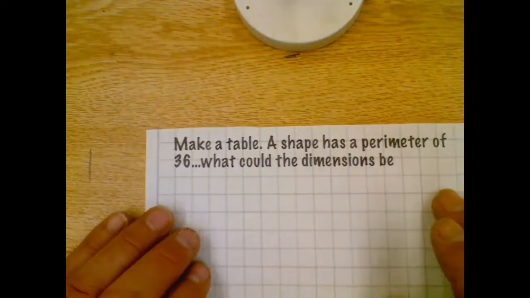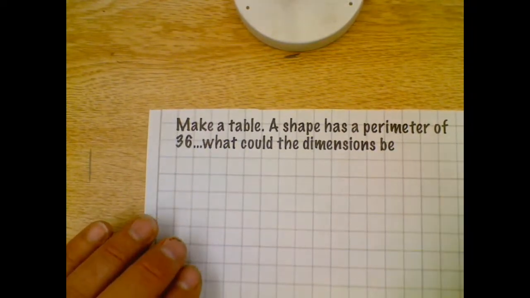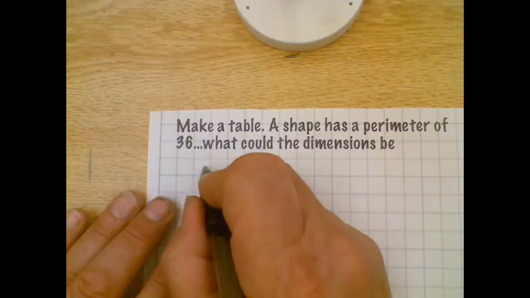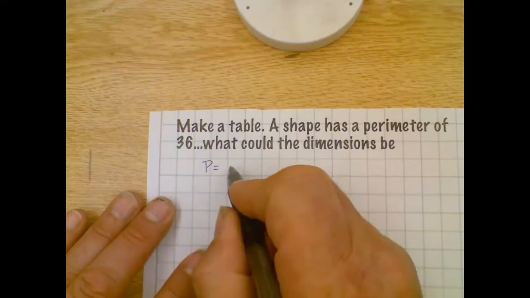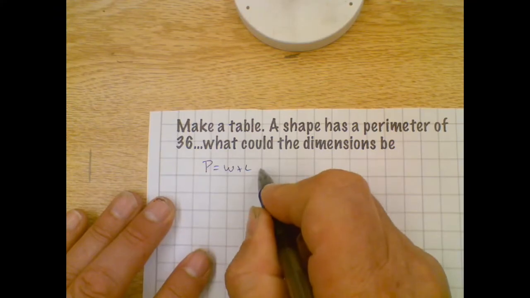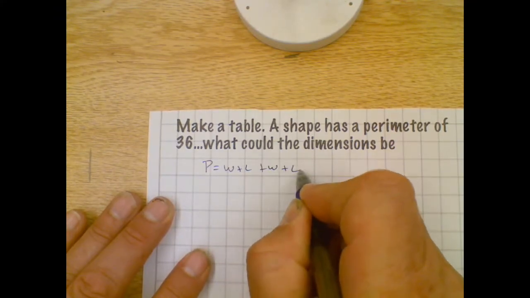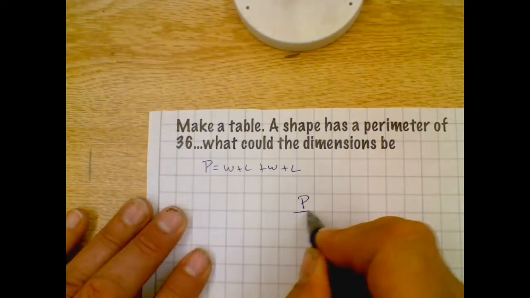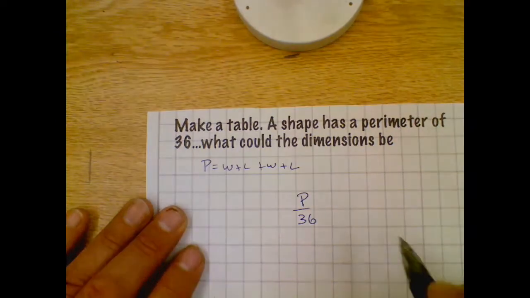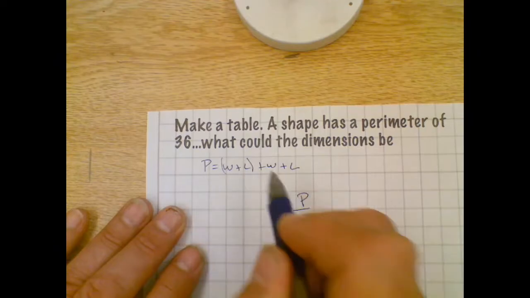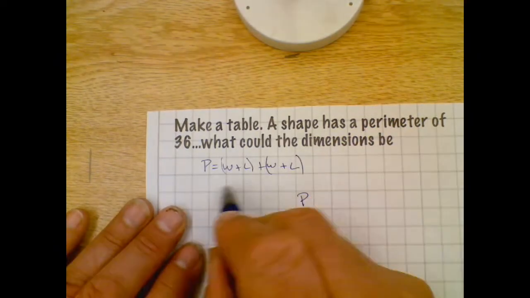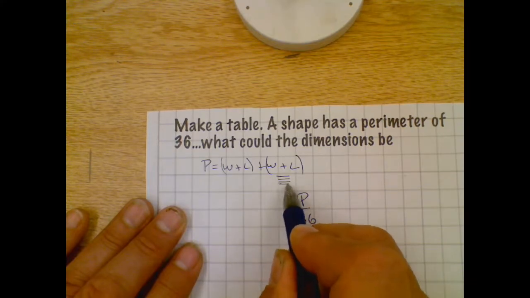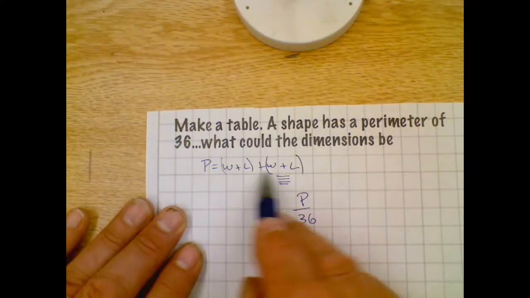Here's another idea where we have a perimeter of 36 and we have to figure out the dimensions. For perimeter, I'm going to write the formula again. It's W plus L plus W plus L. And in my table, my perimeter is going to be 36. But because there's four things here, I find that just worrying about the W and L is a lot easier than having to do it twice.